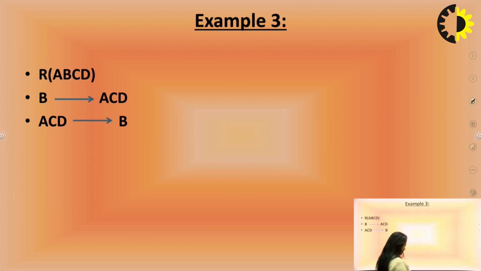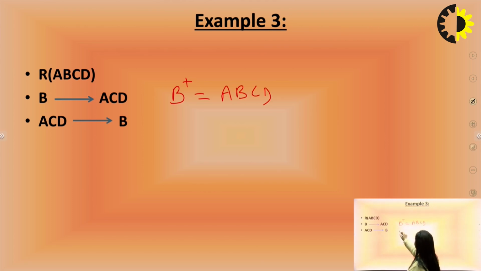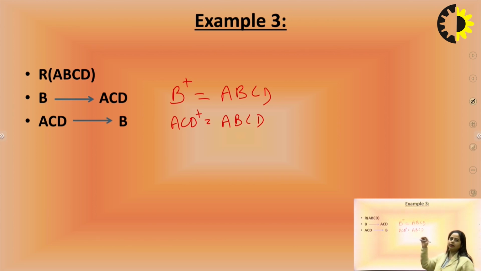Next, let's take example number 3. Let's find it out. This is a relation R with A, B, C, D, and we have two functional dependencies. Let's find out the closure of B. What will be the closure of B? A, B, C, and D. Now, find out the closure of A, C, D. This will be A, B, C, D. It is clearly seen that with the help of both of them, we can uniquely identify the rest of the attributes. That means B will be a super key, and A, C, D will be a super key. Both will work as a super key because both satisfy the condition of being a super key.